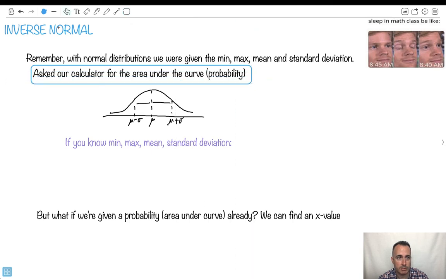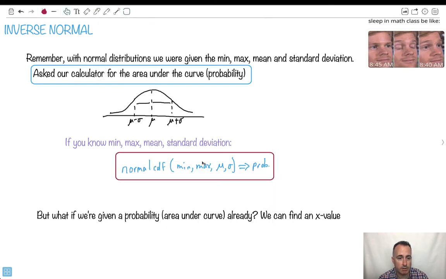If we know those things, then we can use this function called normal CDF. This was the function on our calculator. We gave it the min, the maximum, the mean, and the standard deviation, and it gets us a probability. This was the key to doing this, okay? So this is what we've been doing before. If you tell it where to start and where to stop, it'll tell you the area under the curve.